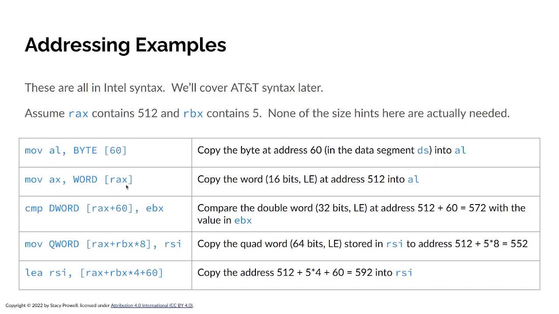Down here, I take the word that's at the address pointed to by RAX, and I put it in AX, a 16-bit register, so it's going to expect to get 16 bits from here. So I may not need word here, but I can include it if I want to be explicit. Down here, go to the location pointed to by RAX plus 60 and store the 32 bits that are in EBX at this location.